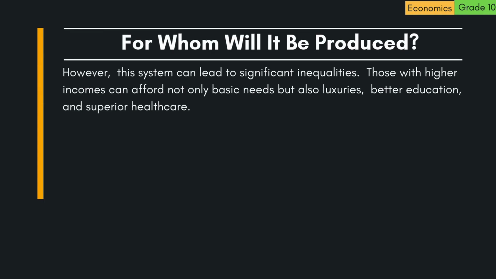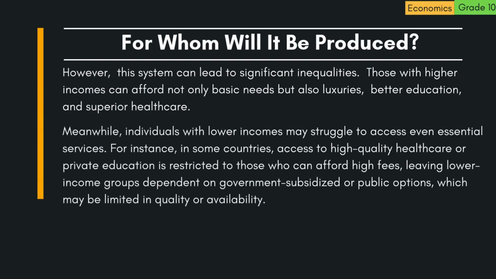However, this system can lead to significant inequalities. Those with higher incomes can afford not only basic needs, but also luxuries, better education, and superior healthcare. Meanwhile, individuals with lower incomes may struggle to access even essential services. For instance, in some countries, access to high-quality healthcare or private education is restricted to those who can afford high fees, leaving lower-income groups dependent on government-subsidized or public options, which may be limited in quality or availability.